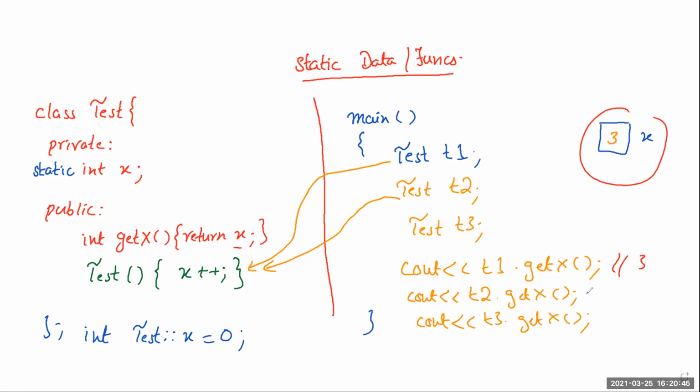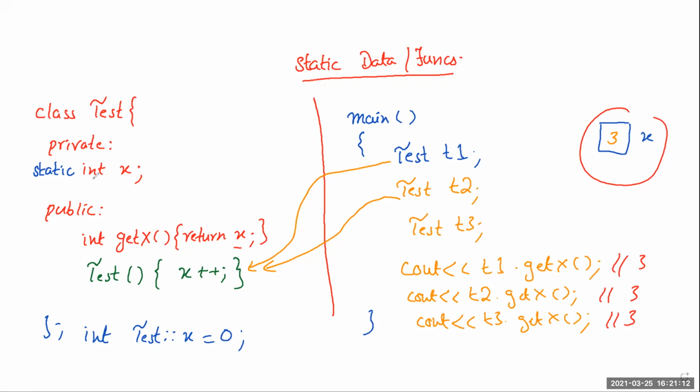When you call this function with t2, you again see the value 3. And when you call this function with t3, you again see the value 3, which is very different from how things were happening when the data was not static. So now you see there is a single variable x which, if updated by one object, and you try to access it with another object, you will see the updated value.